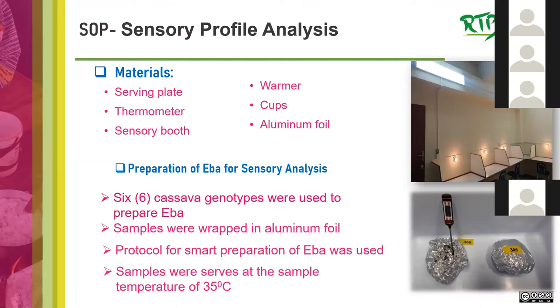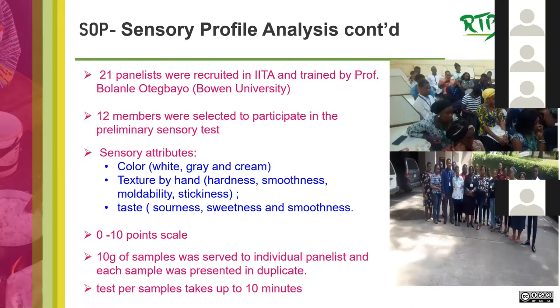We used the six cassava genotypes to prepare the EBA, and the samples were wrapped in aluminum. The protocol for preparation of EBA was used, and the sample was served at the sample temperature. I need to mention here as well that the panelists were recruited and trained with real support from Professor Bolanle Otegbayo, Bowen University. Then 12 members were selected from the 21 panelists that participated in the preliminary sensory test.